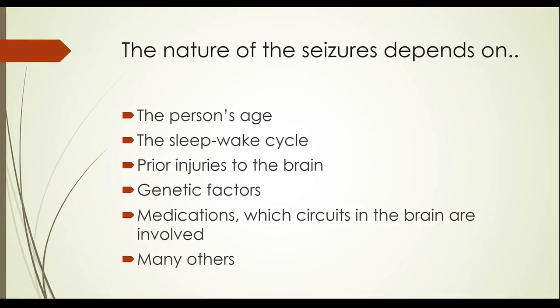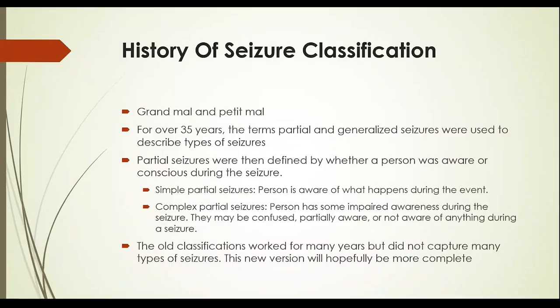Yeah. So the nature of the seizure depends on several factors. It depends obviously on the person's age and the sleep-wake cycle. That's why there are different seizures in sleep, which occur only during sleep. And most of the convulsions, in fact, occur during the transition period between sleep and wakefulness. Other dependent factors are prior injuries to the brain, obviously some genetic factors, certain medications and many others. Okay, next slide, please.